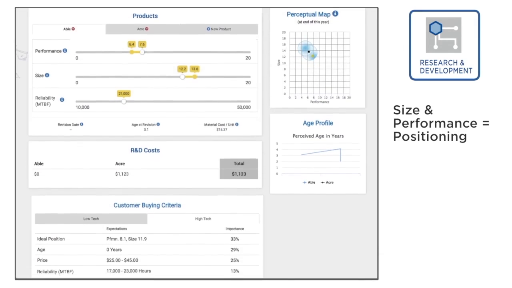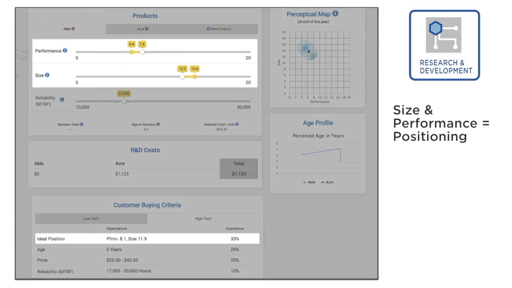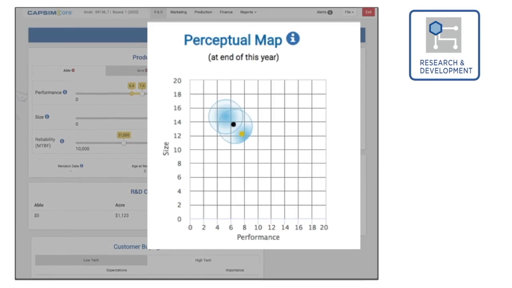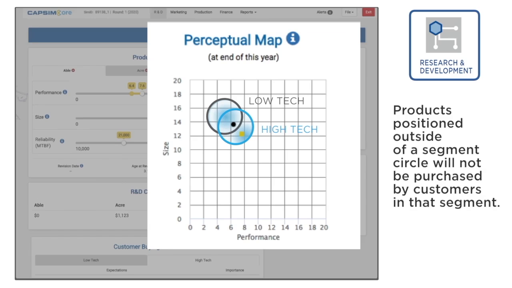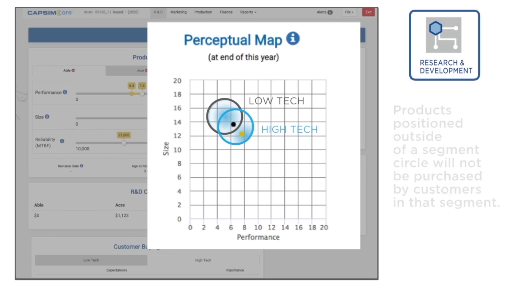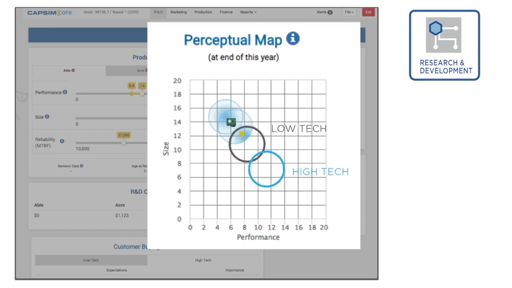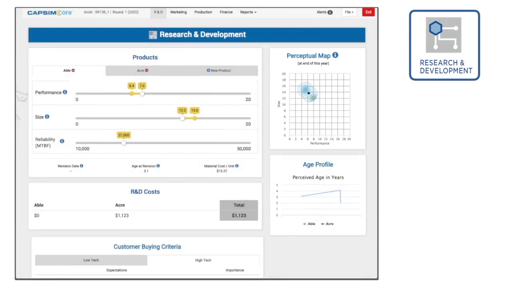This is because customers perceive an updated product as newer. Adjusting size and performance affects positioning and is displayed as coordinates on the perceptual map. These circles on the map represent positioning expectations for low-tech customers and high-tech customers. If your product lands outside of one of these circles, it will not be purchased by that segment of customers. At the beginning of the simulation, all companies start with one product positioned in the middle of the low and high-tech segments. As the simulation progresses, these segments will drift away from each other, requiring strategic R&D decisions from all competitors.